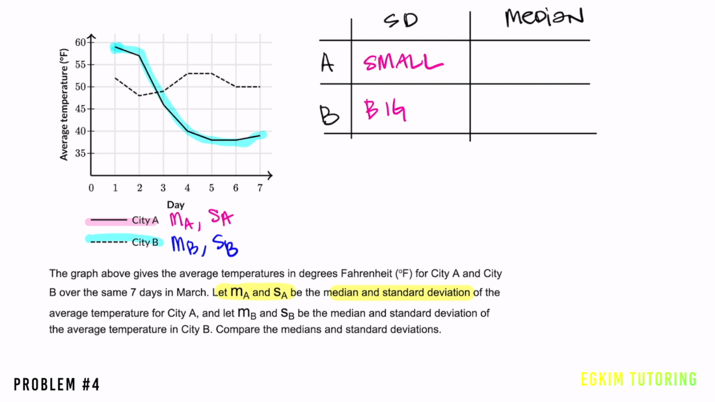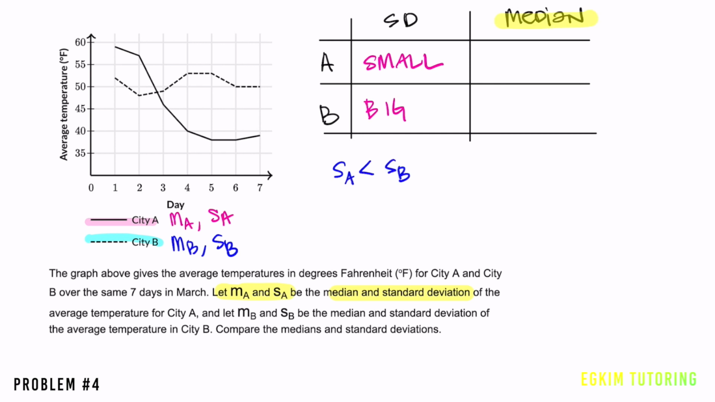draw the mean. Most of the data points are below 50, so the mean is probably around 40, 45, so let's go ahead and draw a line. Again, here you can see how far away the data points are from the mean. So again, the standard deviation is big. So for standard deviation, city A has a smaller deviation. We can write SA is smaller than SB.